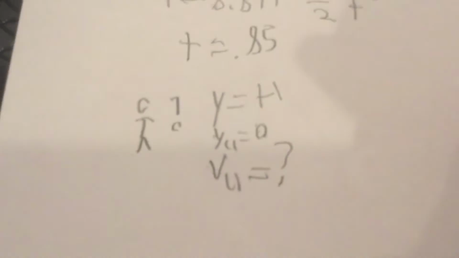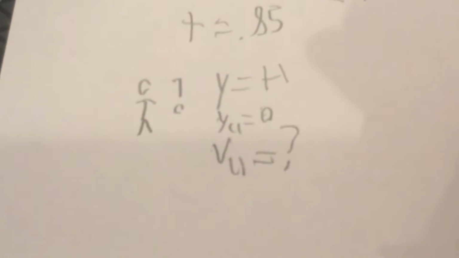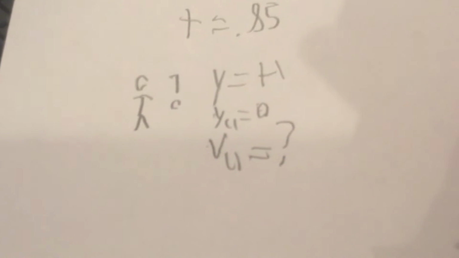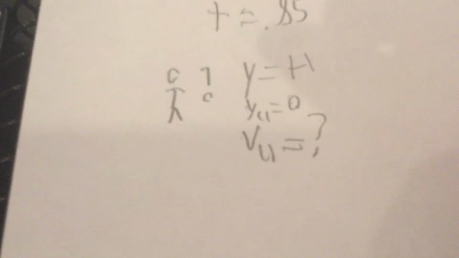We can use the equation. So here's what I have so far: y equals h, y naught equals 0, and v naught is what we're solving for.